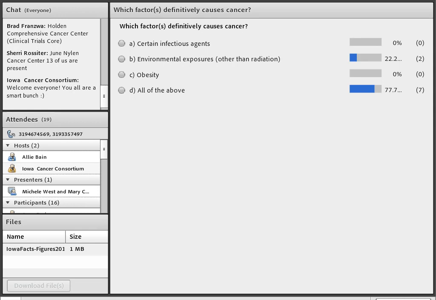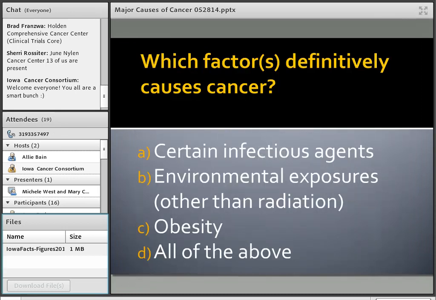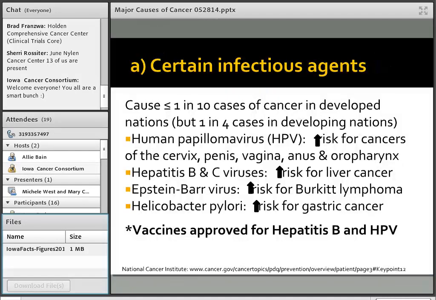So it looks like we got about 10 again, with the leader being all of the above. Okay, I got a few more people there. Okay, we can go ahead and switch back. Actually, so I tricked a few of you there. It's actually certain infectious agents would be the answer, and I'll come back to why that is.